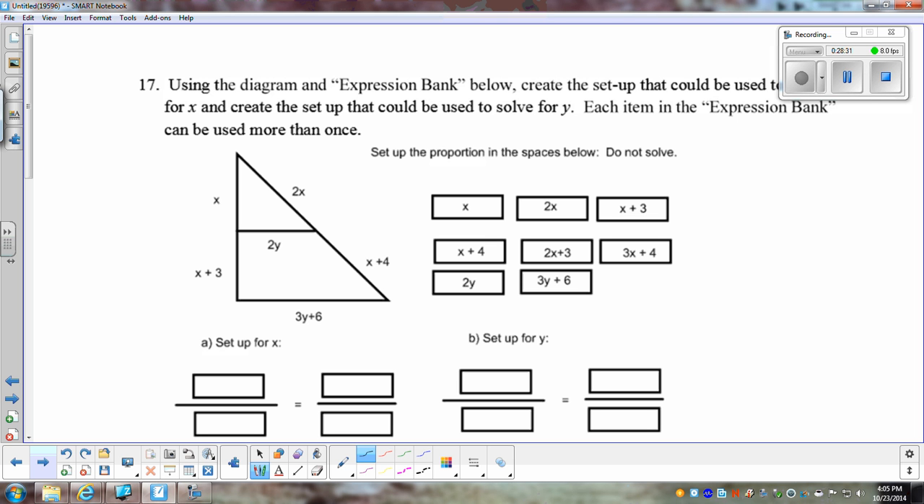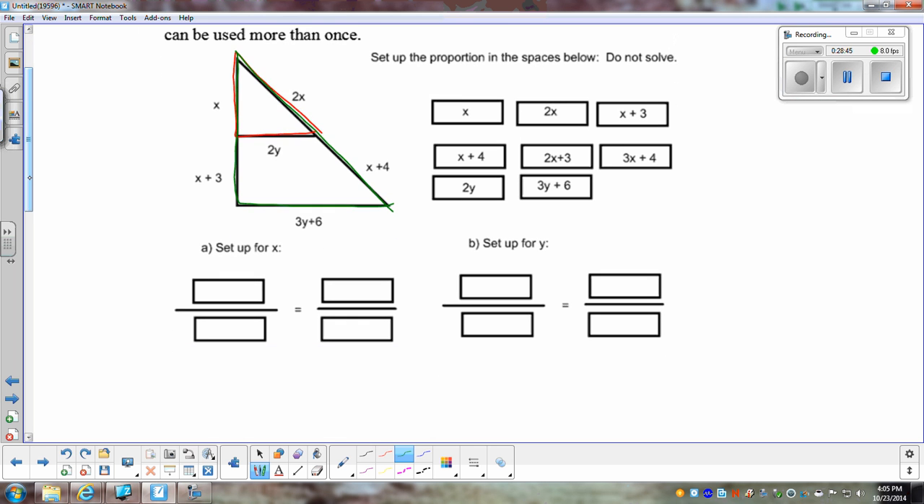17. I want to find x and y. Well, let's find x. So there's one triangle. And here's my other triangle. So I have a couple different things I can do. One potential thing I can do to find x is I can say the x in the little triangle is x. The length of the big piece is 2x plus 3, because I add them together. Then over here, I'd get 2x and then 3x plus 4. I also could do x over x plus 3 equals 2x over x plus 4.